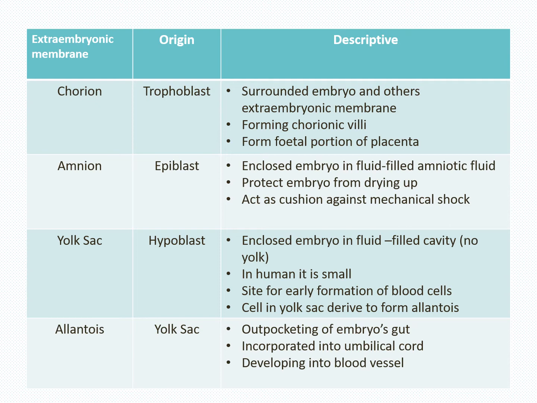The third one is yolk sac. It is formed from hypoblast. It encloses another fluid-filled cavity with no yolk. In humans, it is small. It is the site for early formation of blood cells.